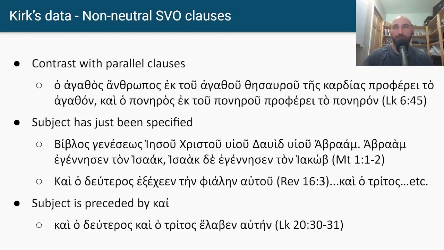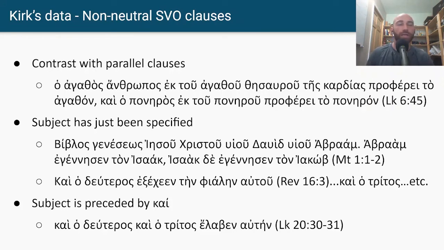And she has another example from Revelation 16:3, which we don't have to get into. Hopefully you get the point. And then we have other examples where the subject is preceded by kai. Again, it's difficult to tell sometimes with kai, but I think she does have a convincing example from Luke 20:30-31. Kai ho deuteros, kai ho tritos, elaben auten. So, the second and the third took her, right? It's someone talking to Jesus about the hypothetical scenario of a man dying who has brothers. The second and the third took the first man's wife.